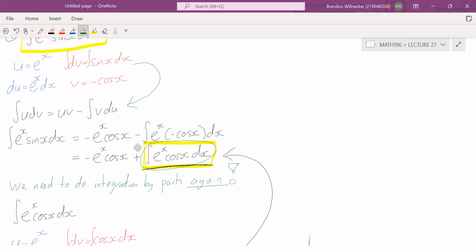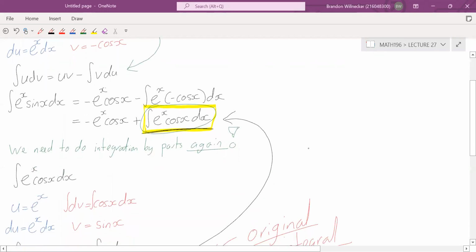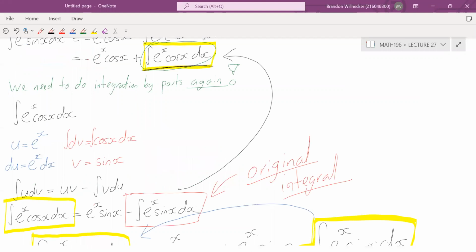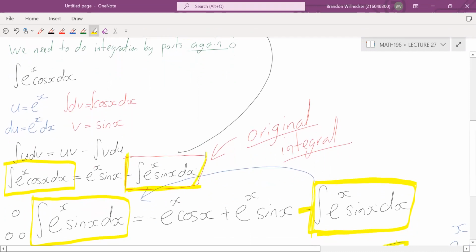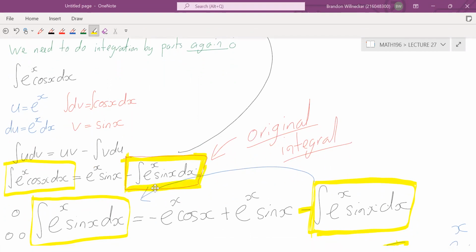Now, this integral requires us to do integration by parts a second time, because it's a product of two things. So we do integration by parts again, and we see that over here, the original integral comes back. So we did integration by parts 2 times, and we get back the original integral.